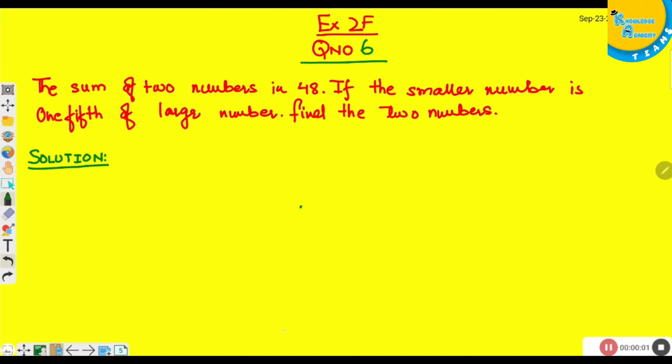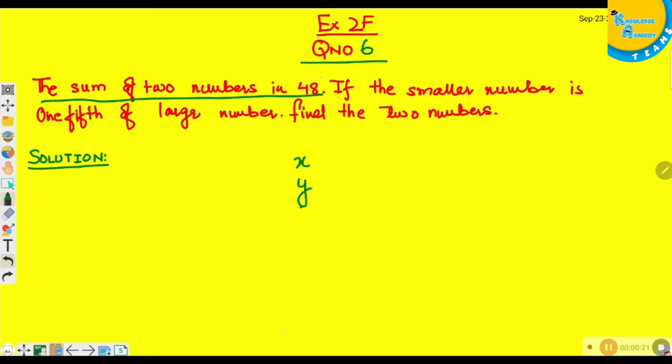Now question number 6 from exercise 2F. The sum of two numbers is 48, and if the smaller number is 1/5 of the larger number, find the two numbers. So as we all know, the required numbers are going to be x and y.